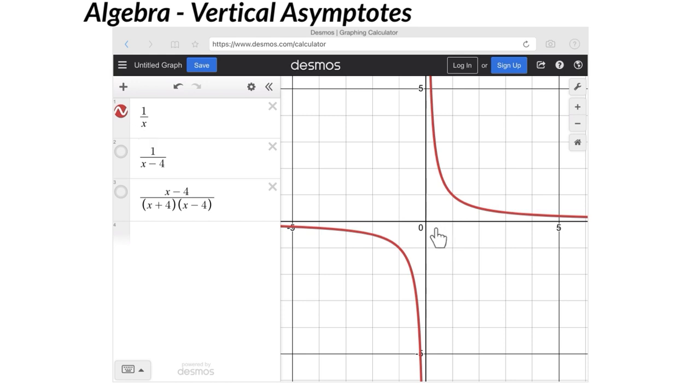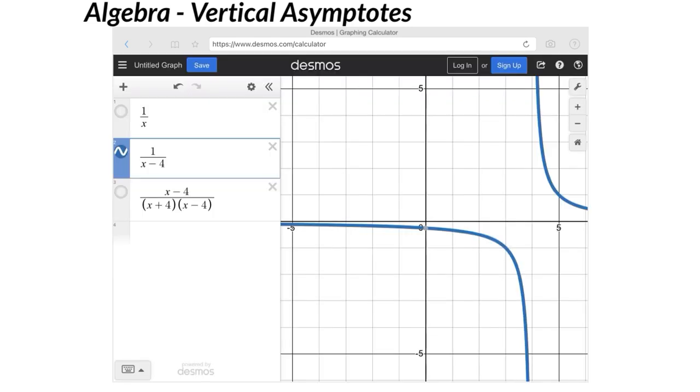So as you plug in numbers ever getting closer to 0, you end up getting larger and larger outputs. And likewise, if you plug in numbers that are extremely close to 0 but coming at 0 from the negative side, you end up with extremely large negative values. And that's what causes this kind of break in my graph. Now, let's look at a different one. So here I've got 1 over x minus 4.